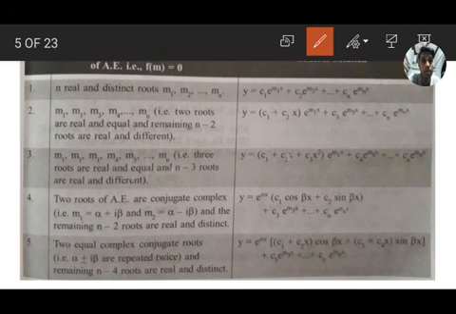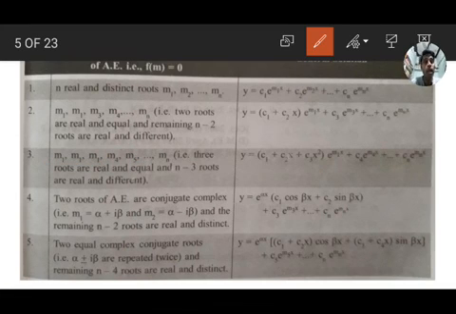Next, the third possibility is that three roots are equal and the remaining n minus 3 roots are real and different, meaning m1, m1, m1 are equal and the remaining roots are different. If three roots are equal, then y equals (c1 plus c2x plus c3x square) e to the power of m1x, and for the remaining real and different roots, c4 e to the power of m4x plus c5 e to the power of m5x plus ... cn e to the power of mnx. That is the solution. First case, all are different; second case, two roots are real and equal, remaining are different; and third case, three roots are real and equal, remaining are different. Next, the fourth possibility, we have different combinations of possibilities.